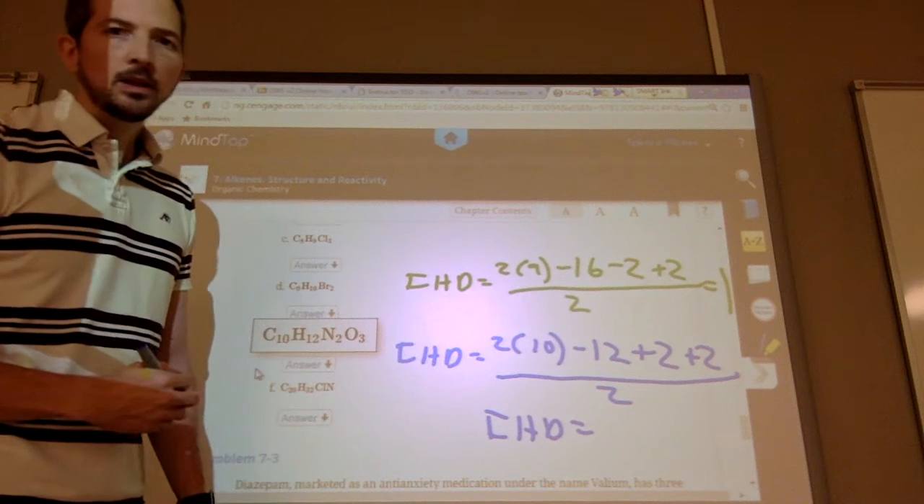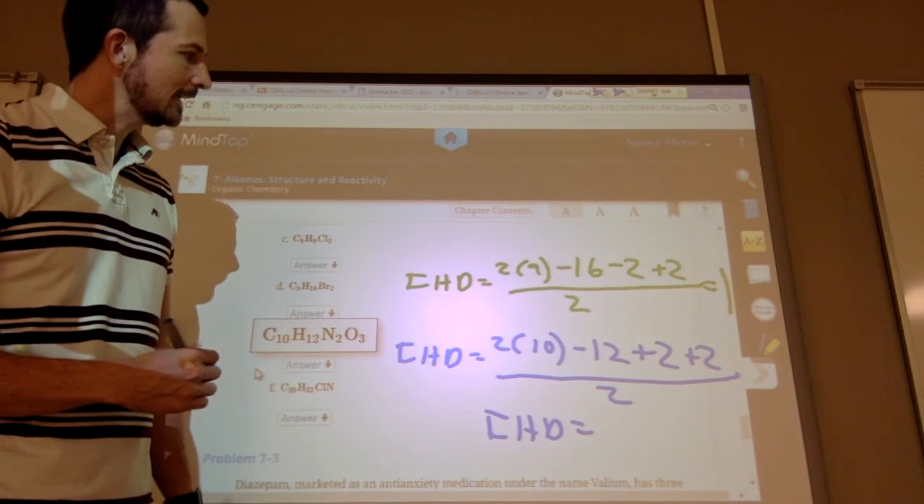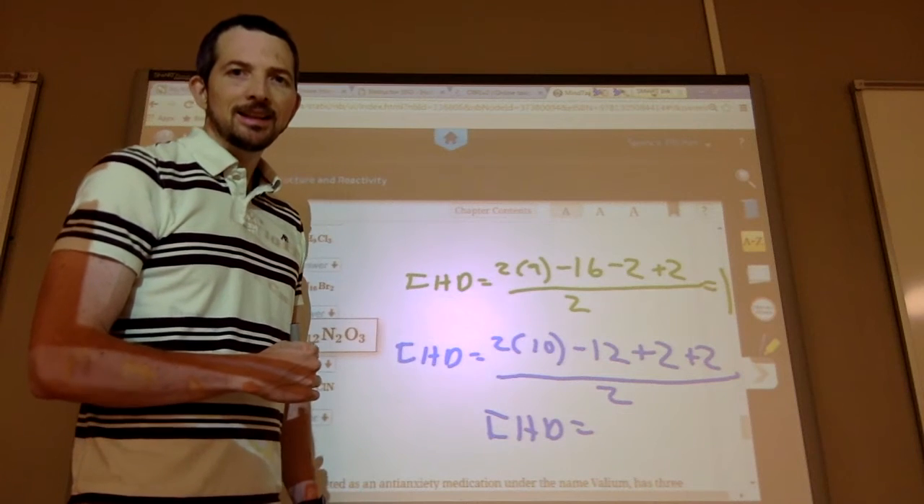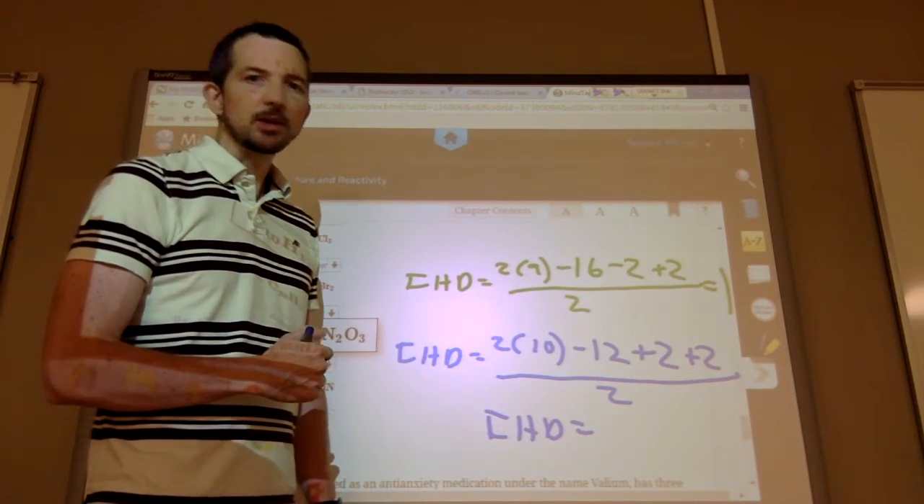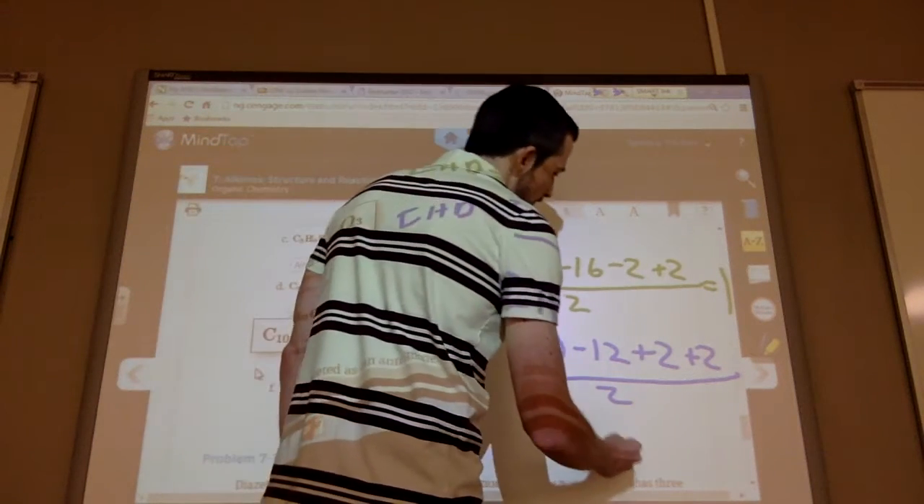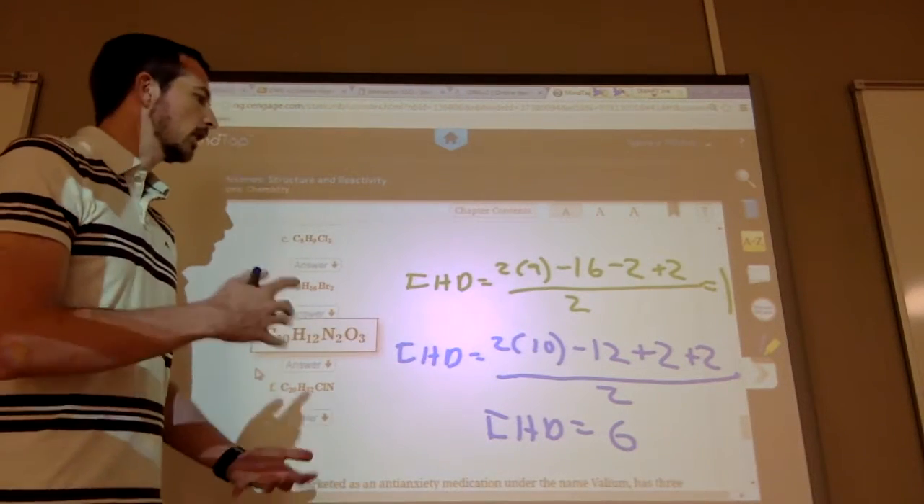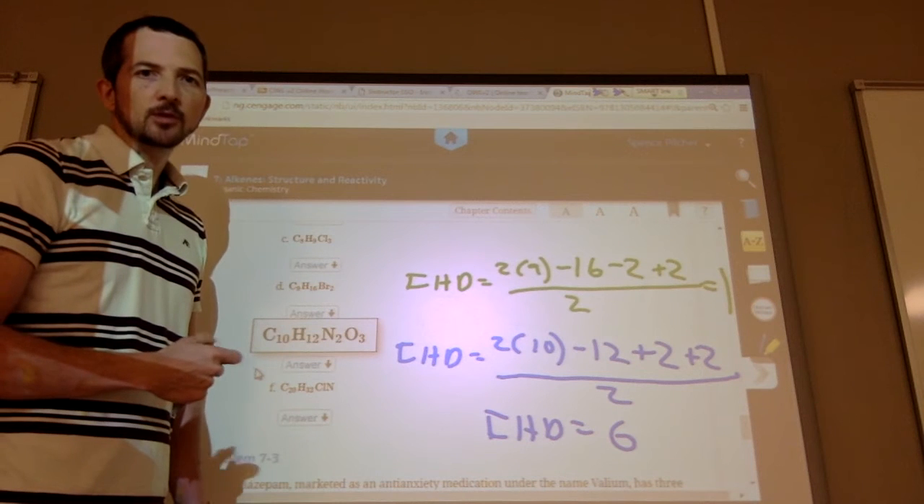So 20 minus 12 is 8. 8 plus 2, 10. 10 plus 2, 12. 12 divided by 2, 6. So IHD of 6. So now I have a combination of 6 pi bonds or rings.